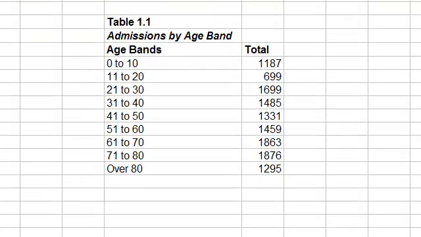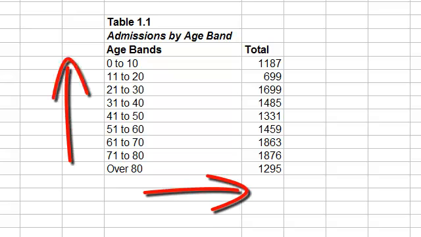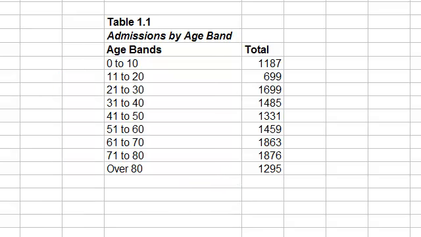The key features of a table are rows, columns, and variables. The variables are how the data is split into items. For example, in this table, the variable is age band. Tables are ideal for conveying detailed numerical information. However, to illustrate a particular point, other forms of presentation may be more suitable.